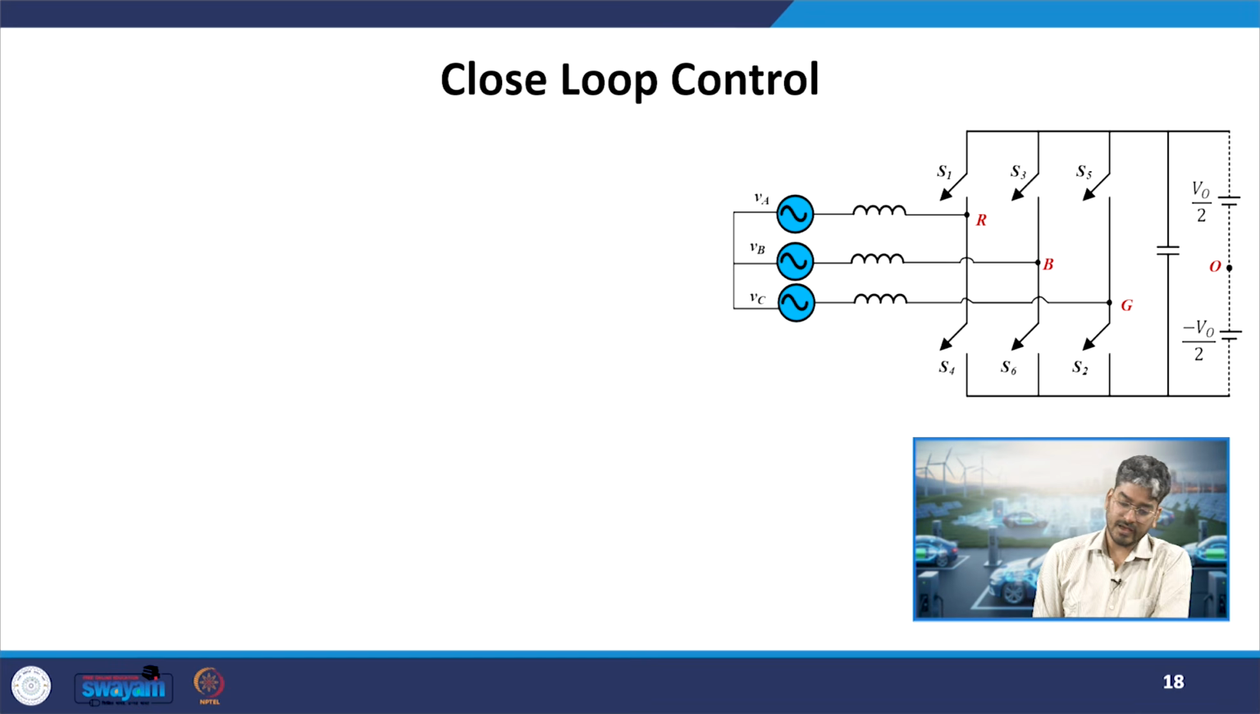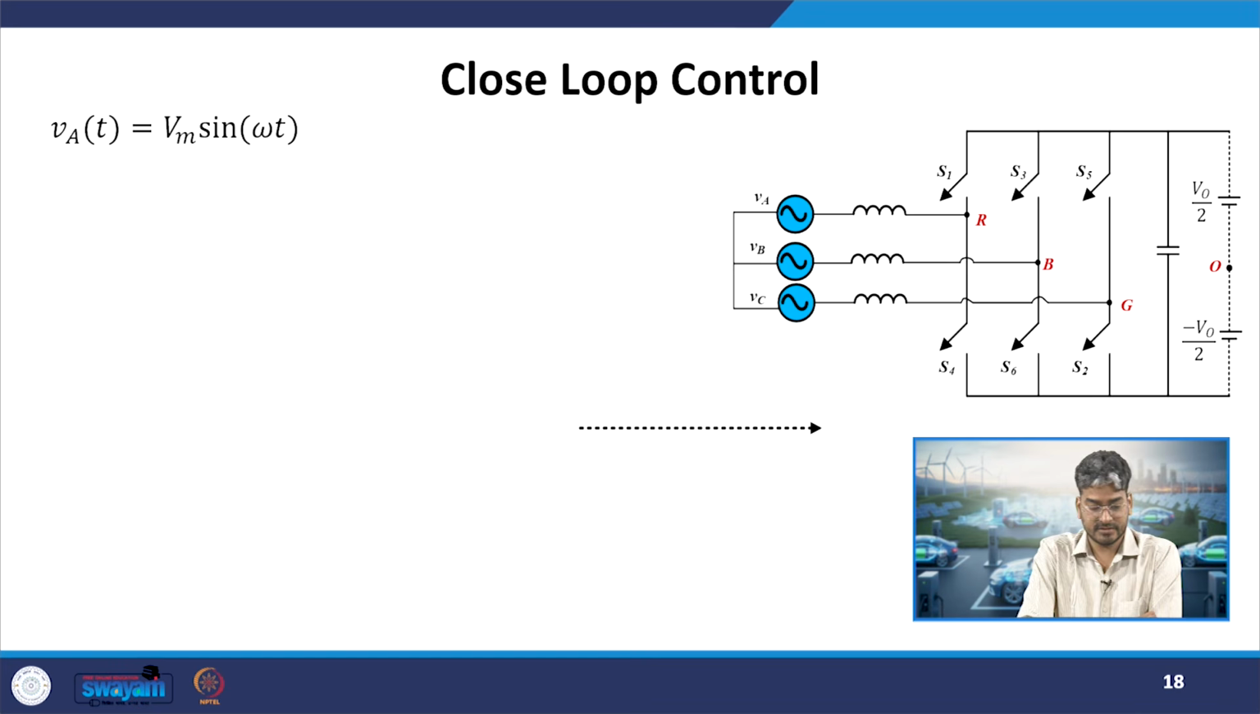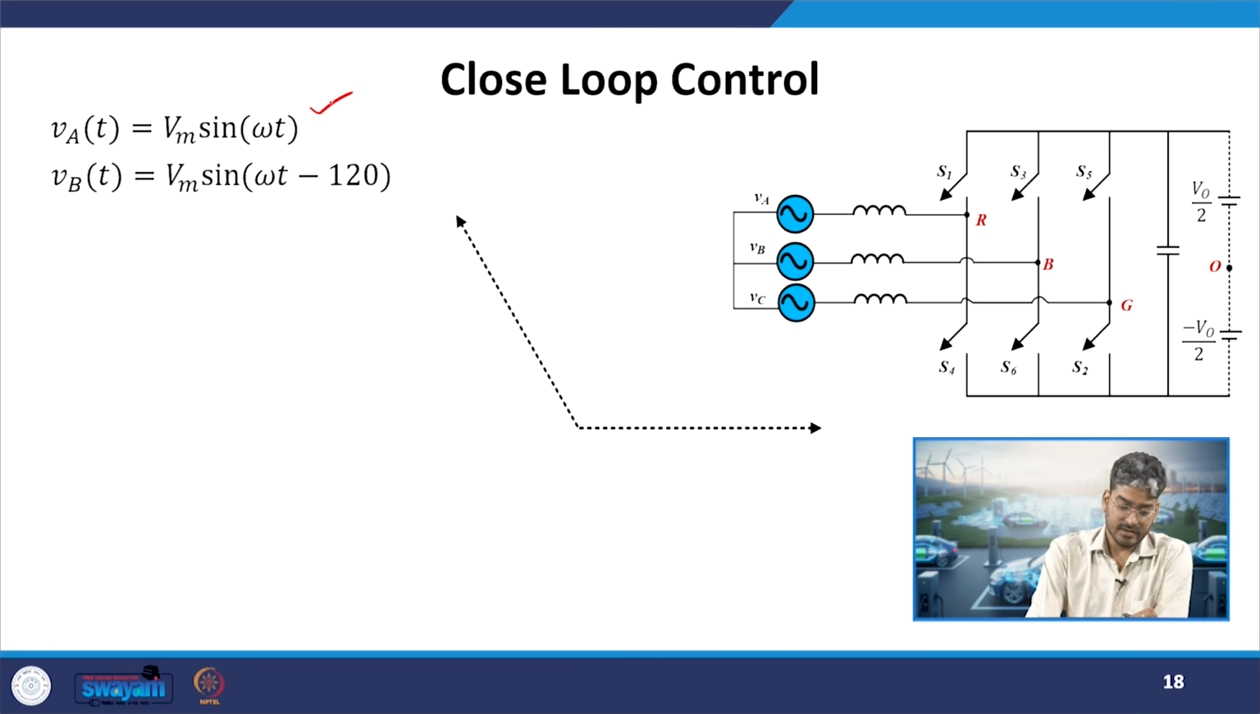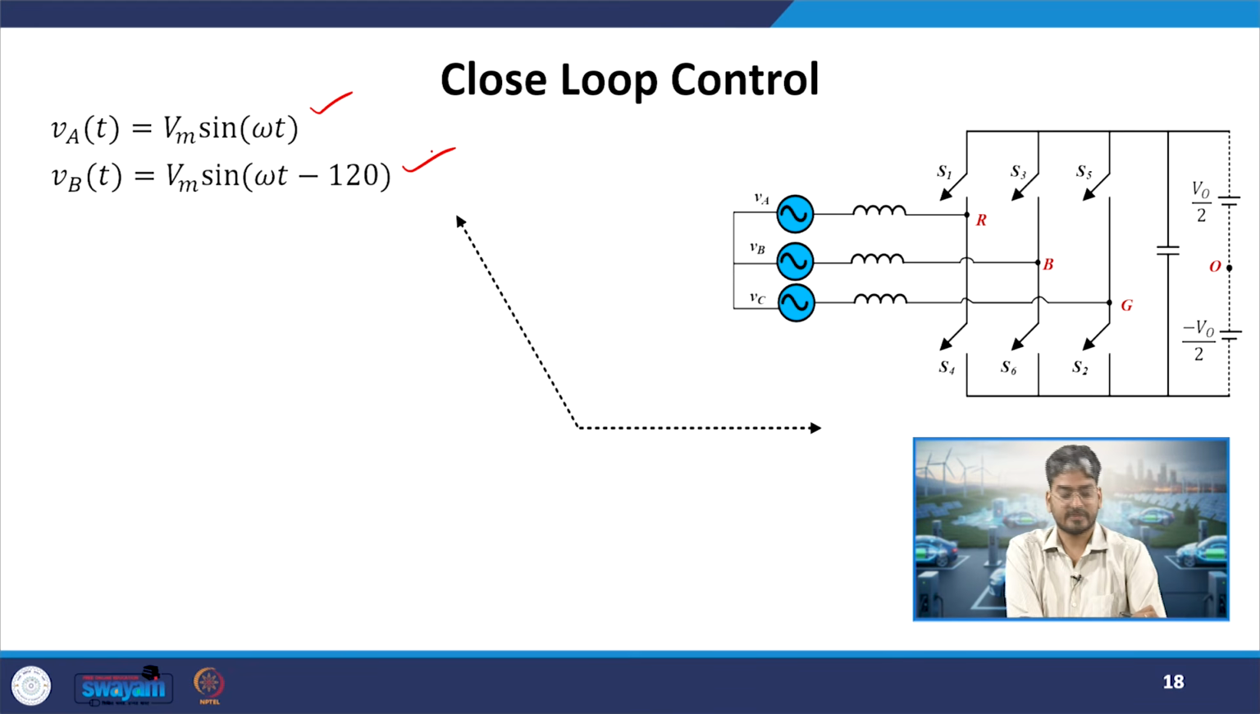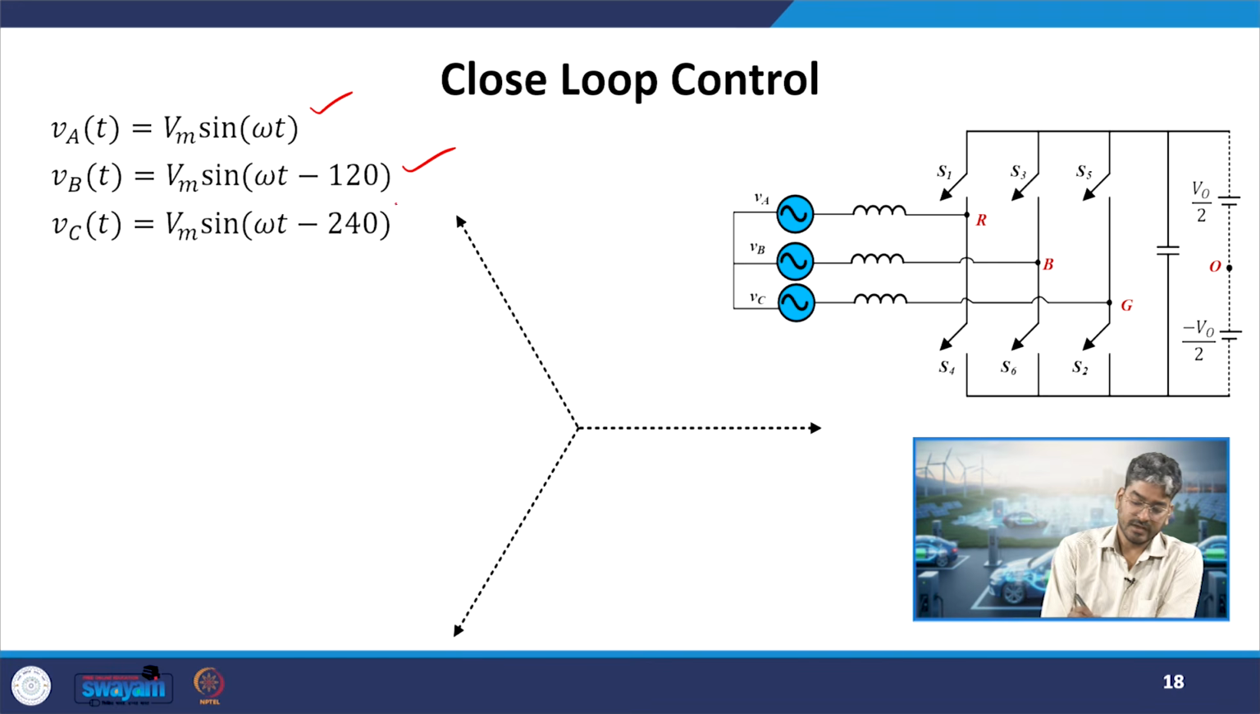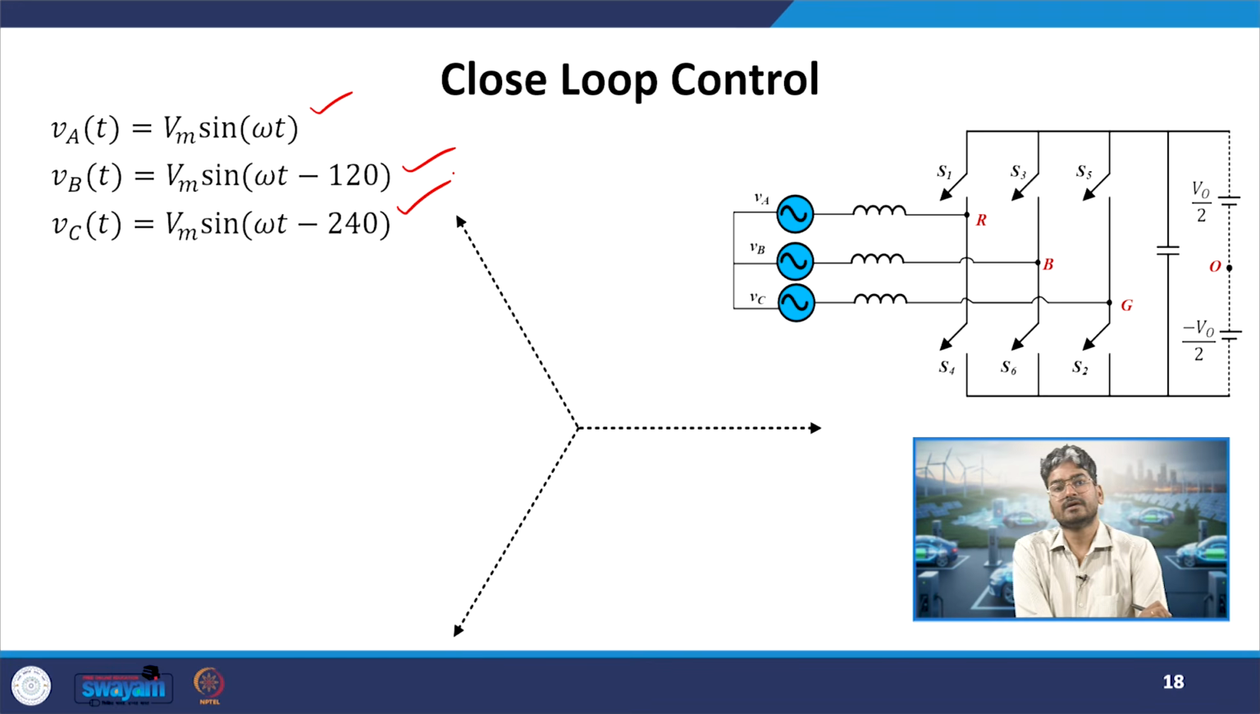For that we have the requirement of projection theory. Let us see as an example, if this is VA sin omega t, now VB sin(omega t minus 120), so it will have a phase shift of 120 degrees with respect to A phase. That also we have discussed. In a 3 phase supply, the 3 phases are displaced from each other by 120 degrees.